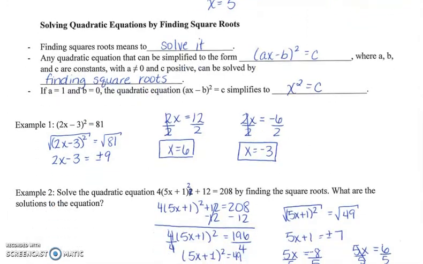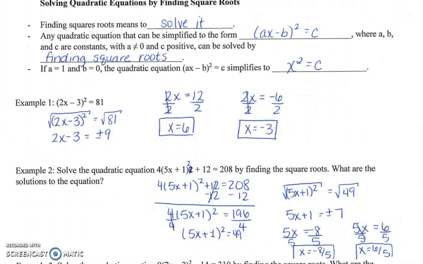Go to the next example. 4 times the quantity x plus 1 squared plus 12 is equal to 208. By using square roots, what are the solutions to the equation? So again, you are moving things that are on the outside of the square. So you're going to move the 12 first by subtracting.